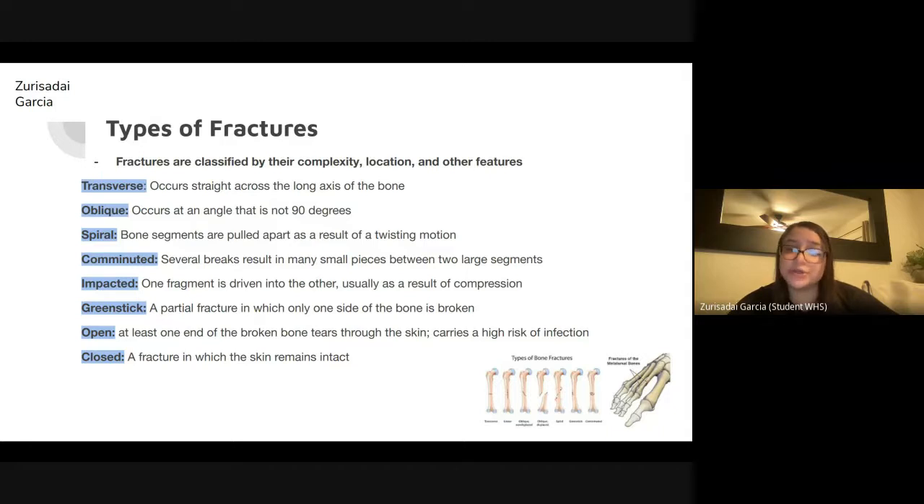An open fracture, where at least one end of the broken bone tears through the skin, carries a high risk of infection. A closed fracture is when the skin remains intact.